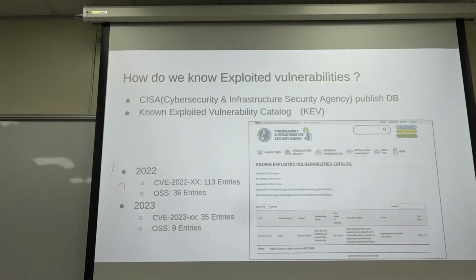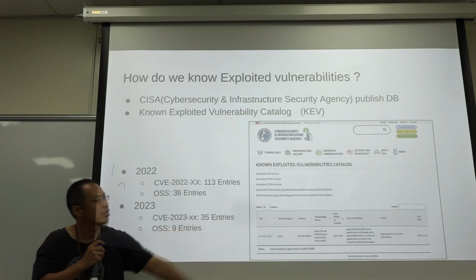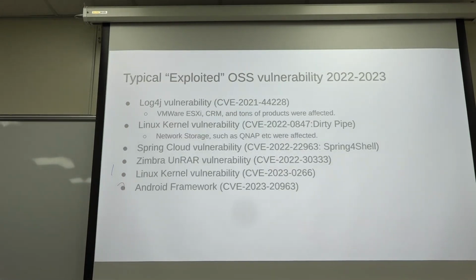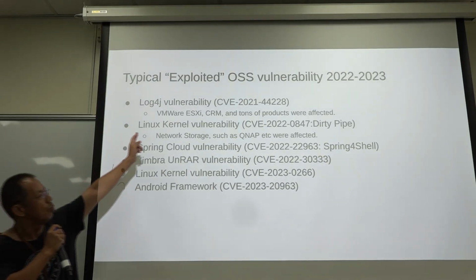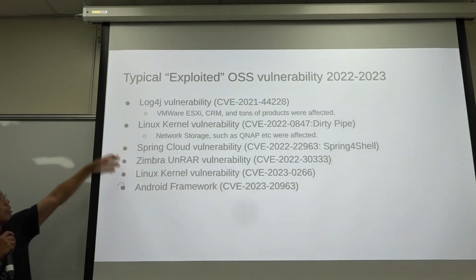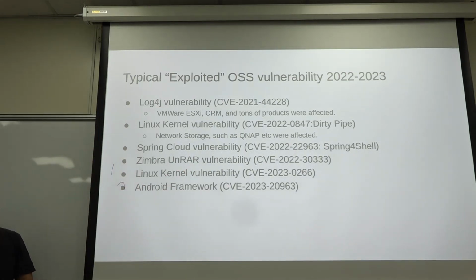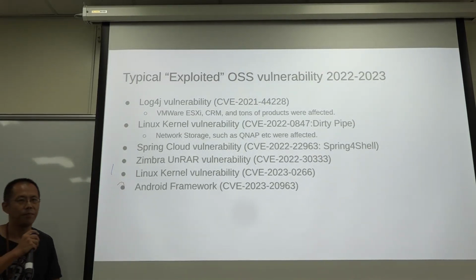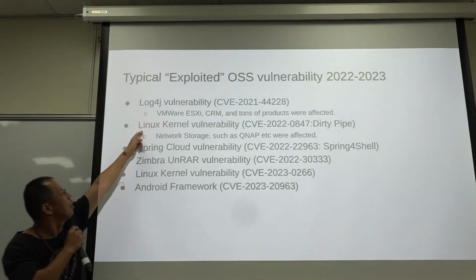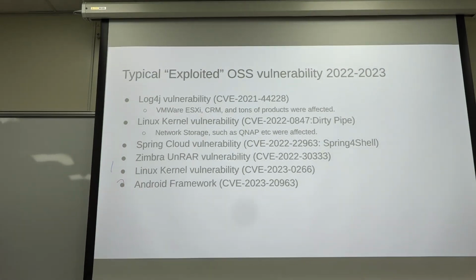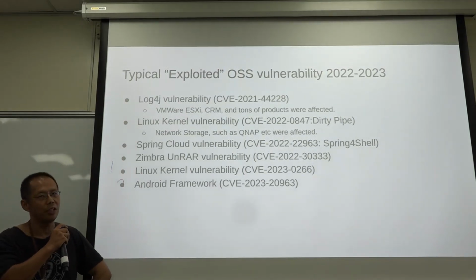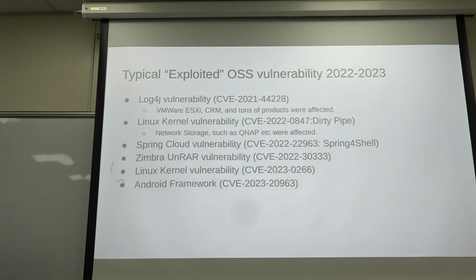So how do you know which vulnerabilities are exploited? The simplest way is to use this CISA KEV. Here are the typical exploited vulnerabilities since 2022, just the famous ones. As you know, Log4j, Linux kernel, Spring, Android framework vulnerabilities, and so on. Those OSS vulnerabilities are already exploited. That means some hacker or cracker is using these vulnerabilities.